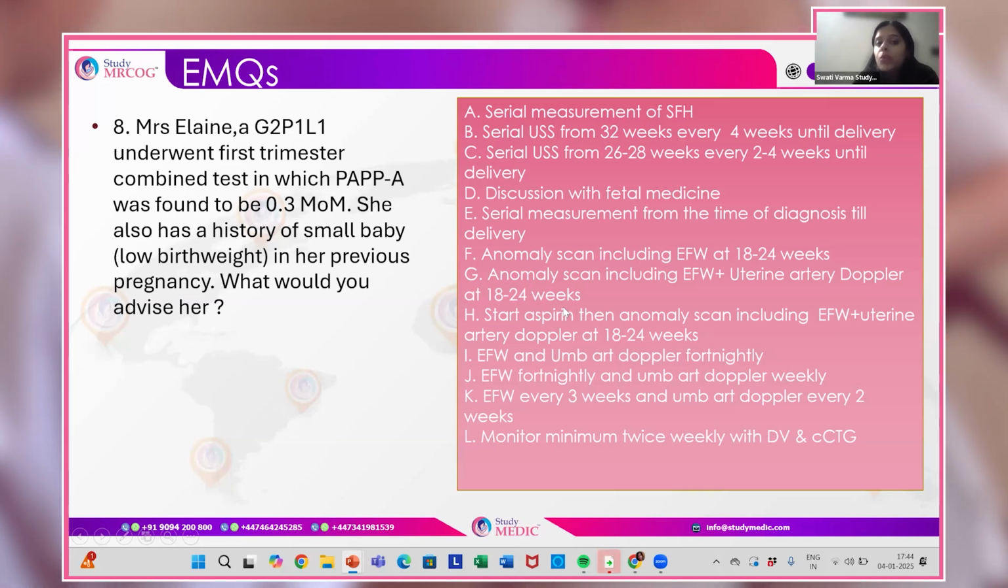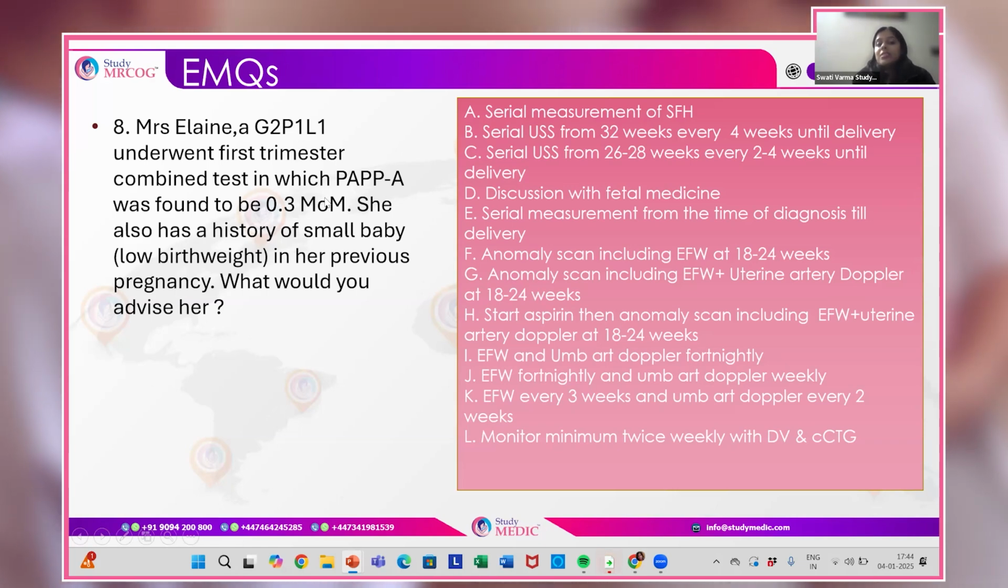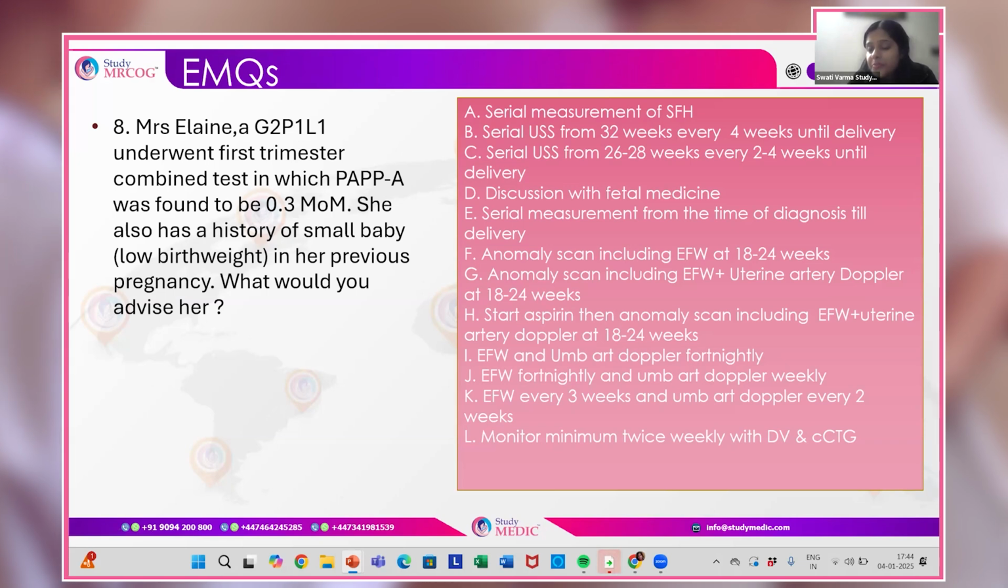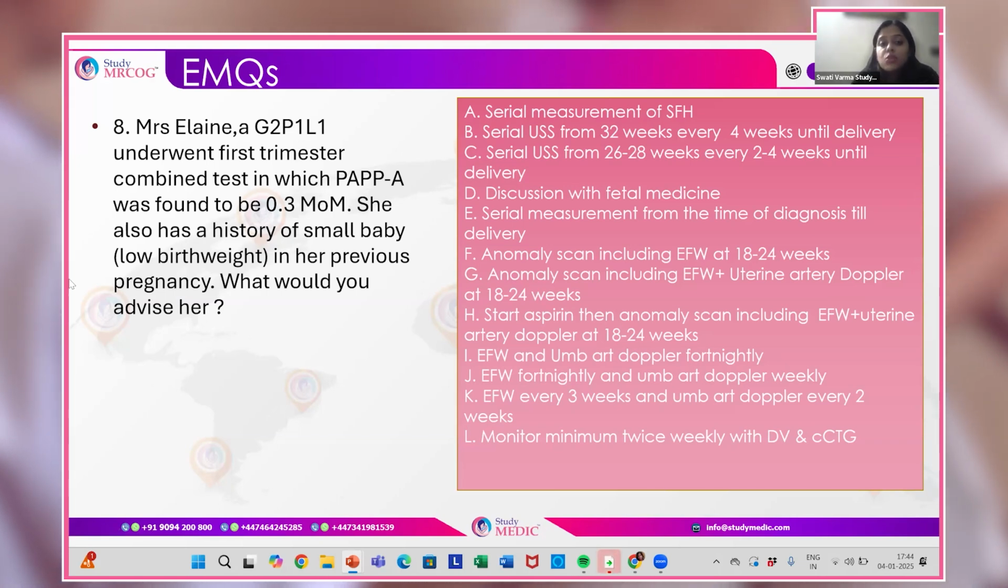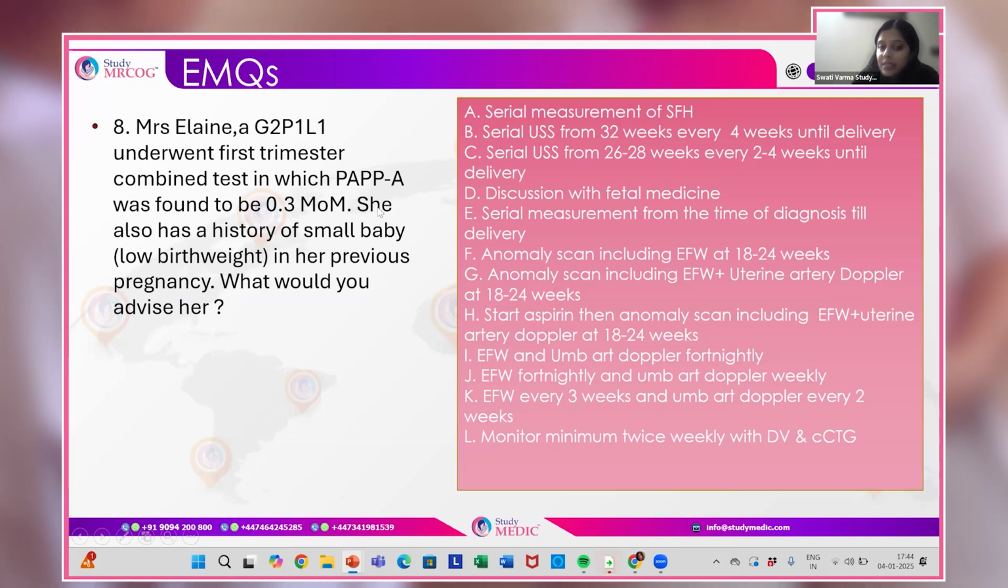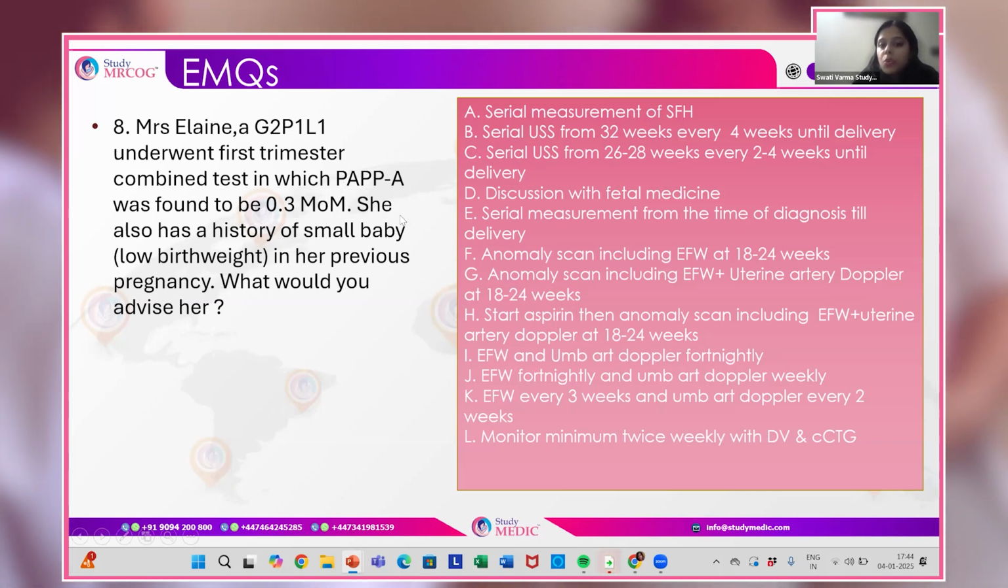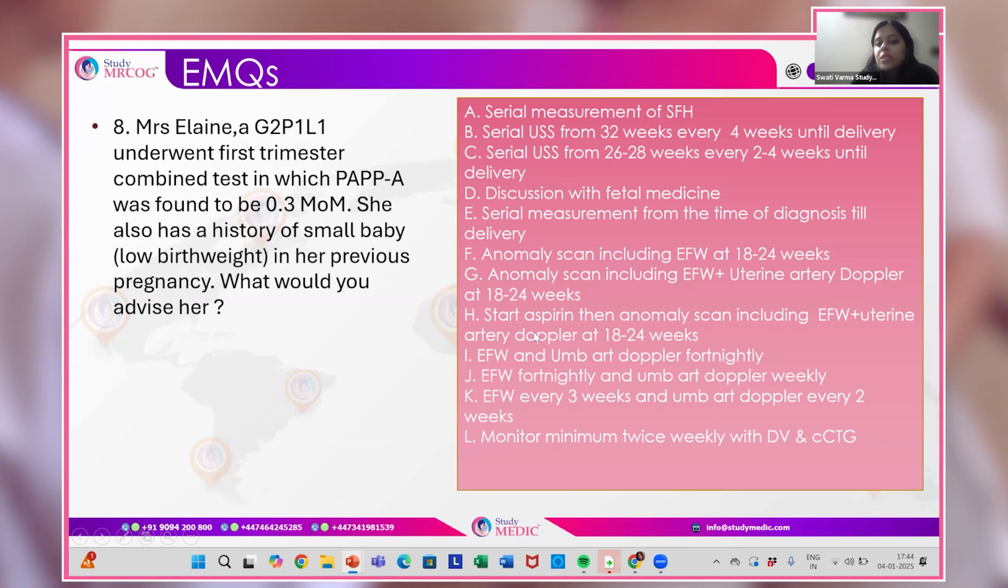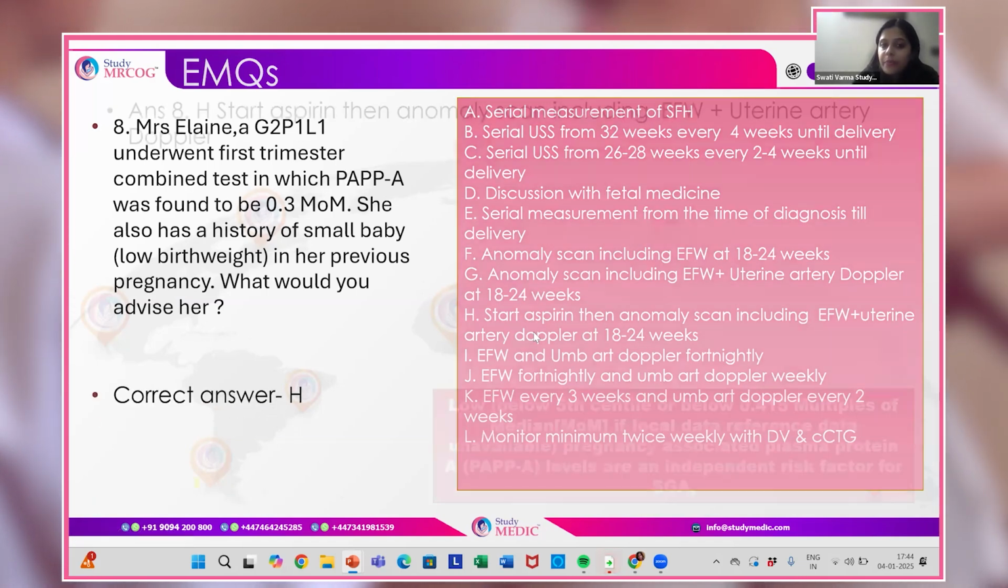But one thing more has been added in this guideline, that low PAPP-A is an independent risk factor for preeclampsia and placental associated anomalies also, abruption, IUGR. So here start aspirin also. According to the recent guideline, the new GTG, if PAPP-A is low, start aspirin and anomaly scan including this. So the best option is H.